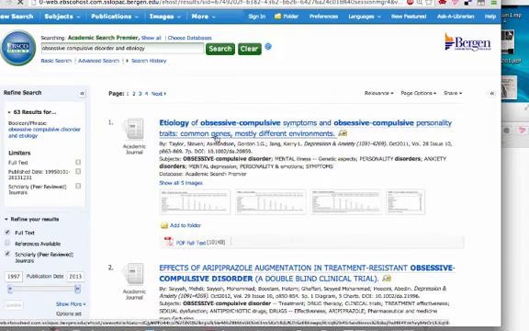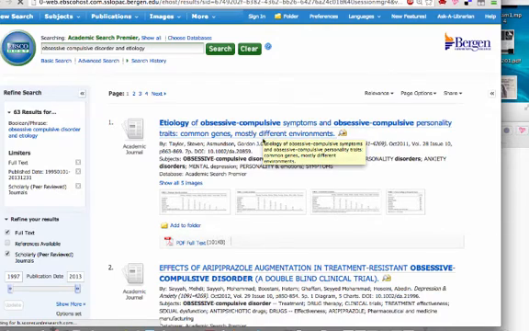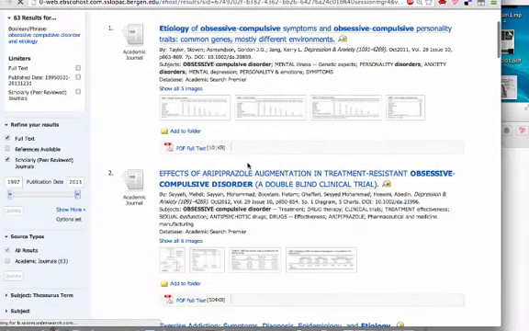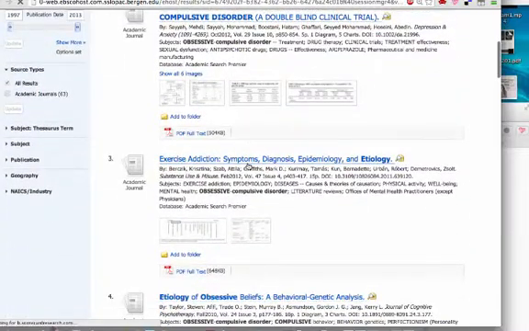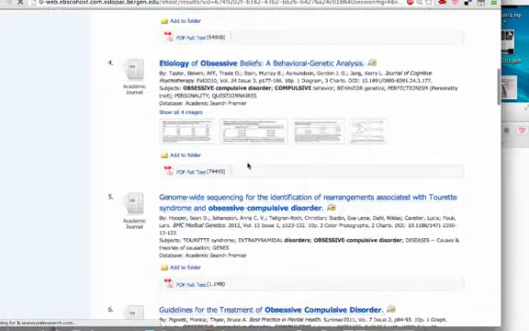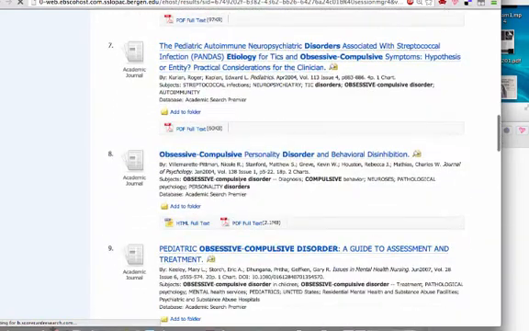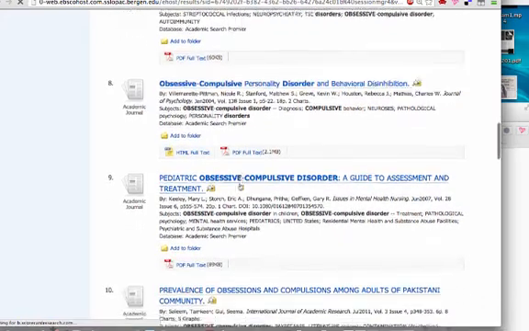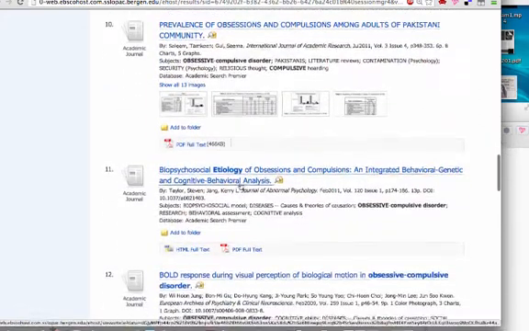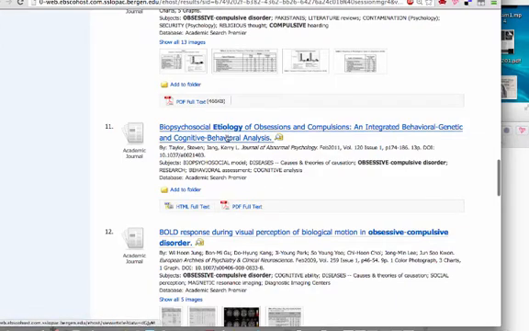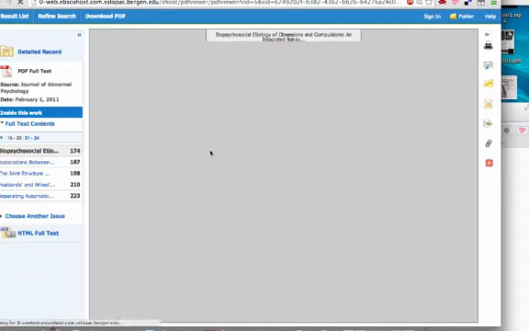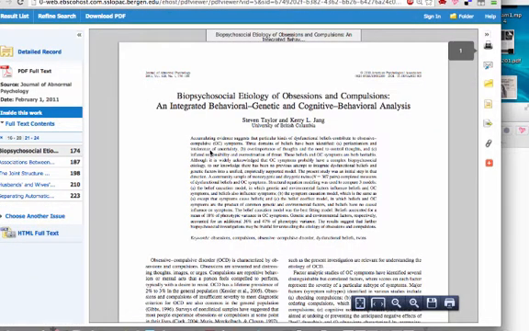Ooh. Etiology of obsessive compulsive symptoms and obsessive compulsive personality traits. Common genes, mostly different environments. So maybe that would play a role. This is talking about genes relating to OCD. Biopsychosocial etiology of obsessions and compulsions. So that could be interesting. So I look at this one. This one sparked my interest the most. And you're going to get an article that looks something like this.